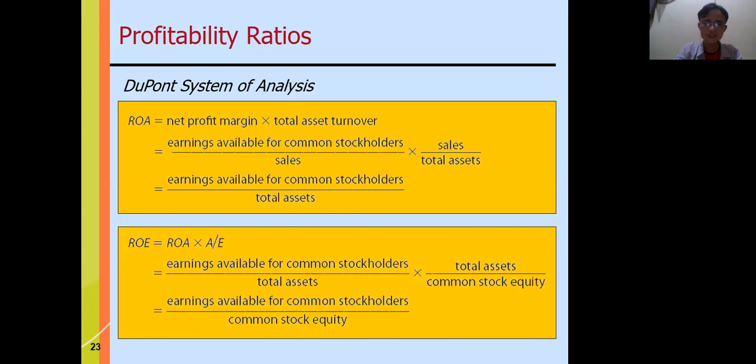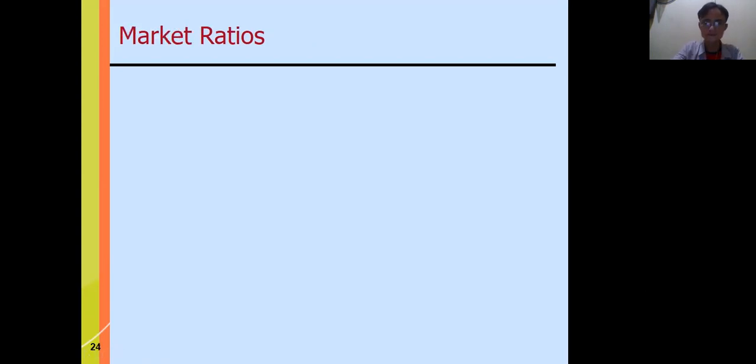And then we also have return on equity, in which we can make use of the return on total assets multiplied by A over E, also known as the asset multiplier. So we have to substitute the two formulas and we can eliminate total assets, thereby getting the formula for return on equity. So earnings available for common stockholders divided by the common stock equity.